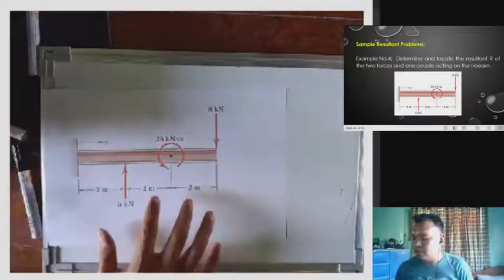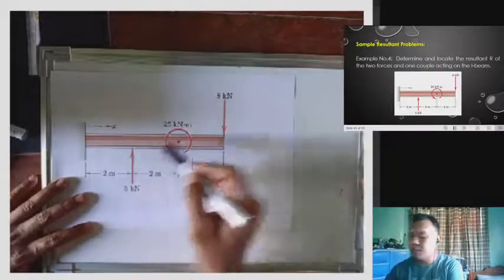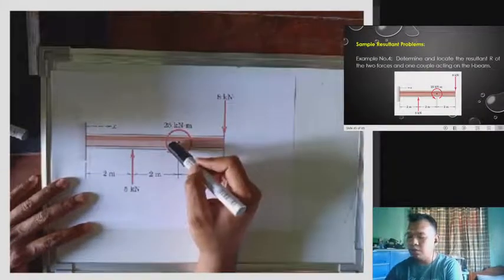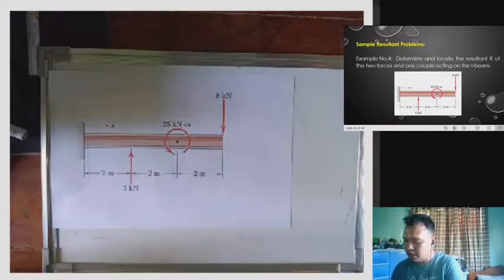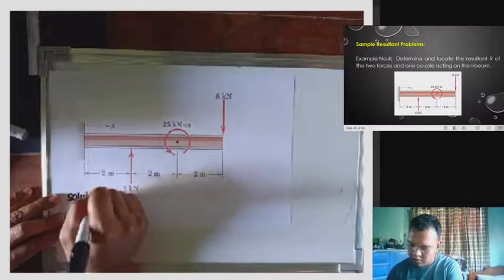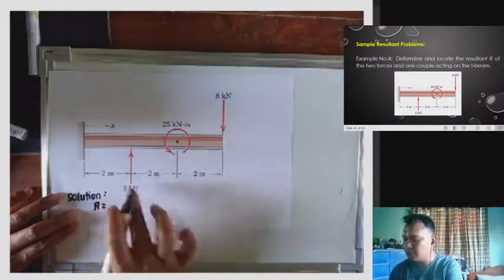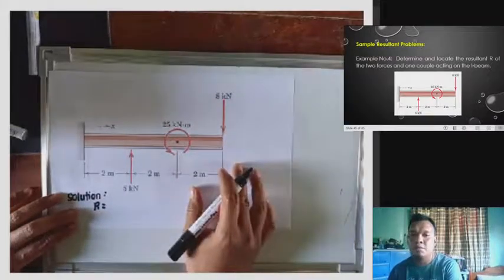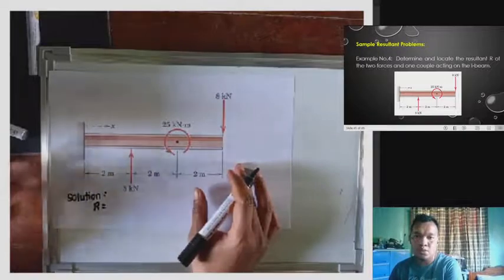Okay. So, we have here 5 kilonewton upward and 8 kilonewton downward and a moment of 25. So, pinapahanap po yung resultant. So, lalabas dyan, solution natin. Resultant is equivalent kay, since puro vertical lang ang makikita mo dyan, up and down lang tayo. Ibig sabihin, RY ang makukuha natin.